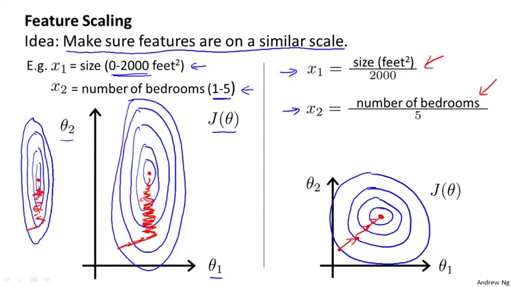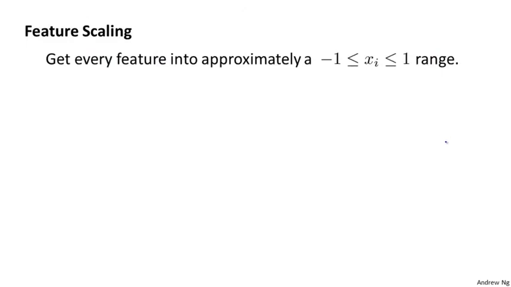So by scaling the features so that they take on similar ranges of values, in this example we end up with both features x1 and x2 between 0 and 1. You can wind up with an implementation of gradient descent that can converge much faster. More generally, when we're performing feature scaling, what we often want to do is get every feature into approximately a -1 to +1 range. Concretely, your feature x0 is always equal to 1, so that's already in that range.